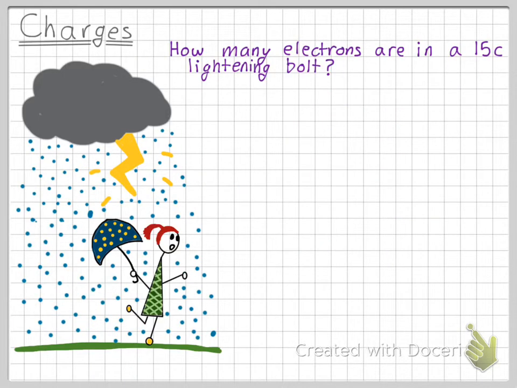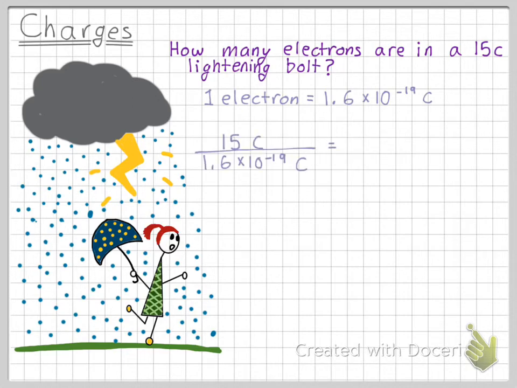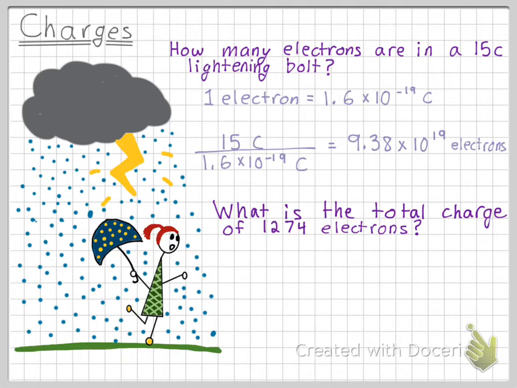If we know the charge of an electron, we can find the total number of electrons in a given charge, like in this 15 coulomb lightning bolt. So what we're going to do is we simply divide 15 coulombs by the charge of one single electron, which is 1.6 times 10 to the negative 19th. And we see that this is 9.38 times 10 to the 19th electrons, which is a rather large amount of electrons in this lightning bolt.